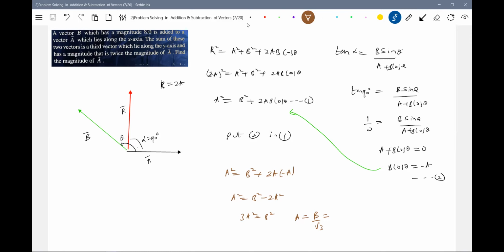I think some mistake happened. 4a square will become, this will become 3a square. 3a square, 3a square, this will become 5a square. This will become a equal to b by root 5. I made some correction, so here we went wrong. 2a square will become 4a square. No, 4a square minus a square will be LHS 3a square. This will be our answer.